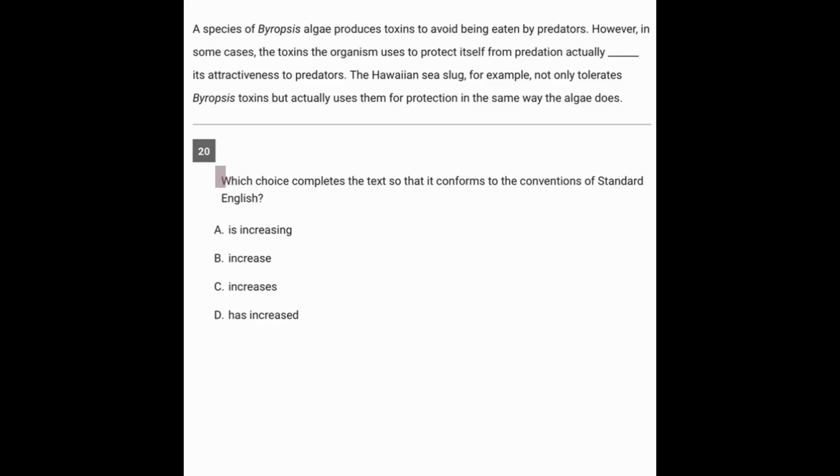Here, like always, let's start with the prompt. The prompt is telling us that this is a grammar question. So let's read for grammar.